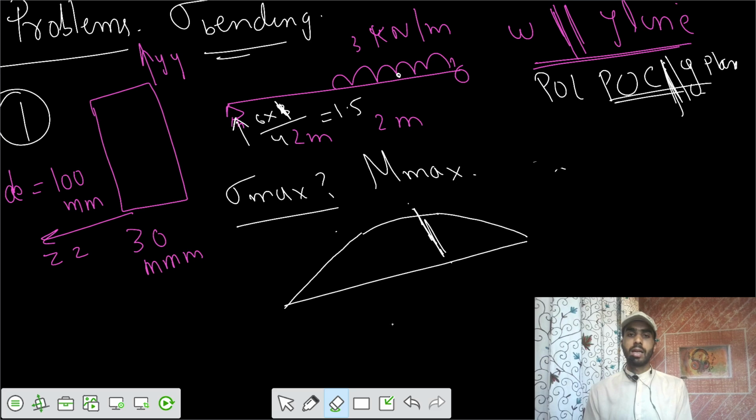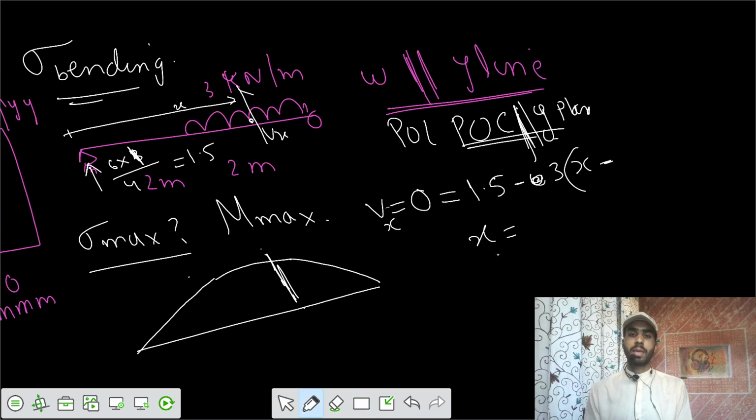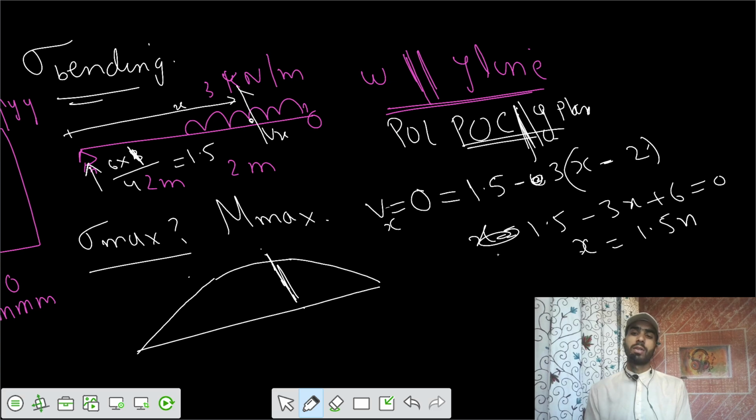We can't get it directly. We don't know where the bending moment would be maximum. So for that we have shear force equals to 0. Let's say this is the location where the shear force is 0. We write shear force at x equals to 0: 1.5 kilonewton reaction minus W intensity into x. Actually we have to write this at x minus 2 meter. So we can write 1.5 minus 3x plus 6 equals to 0. That means your x value is 1.5 meter.